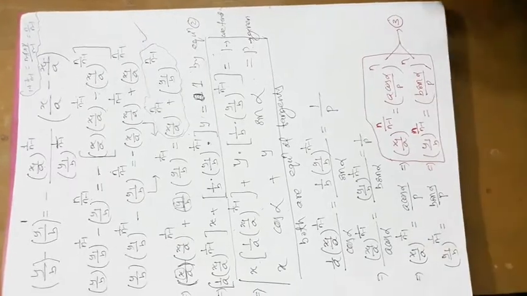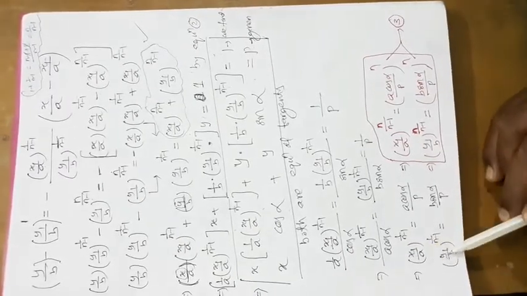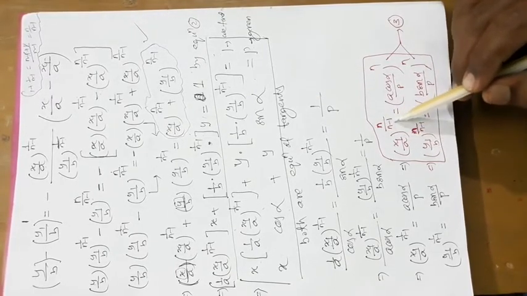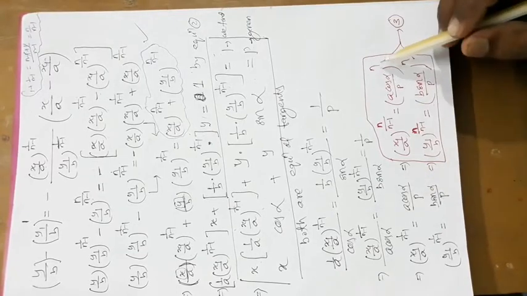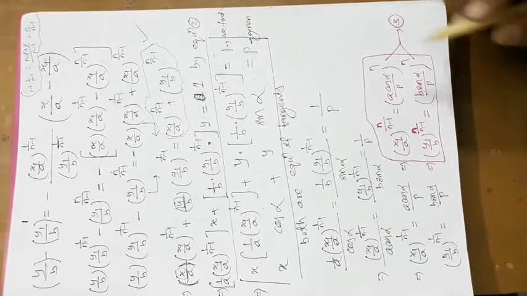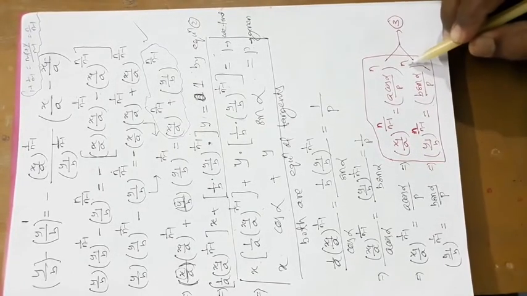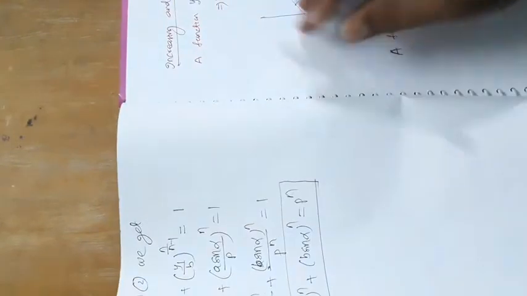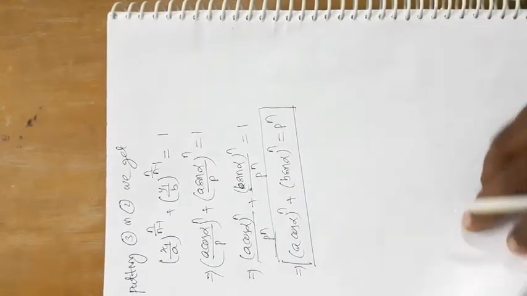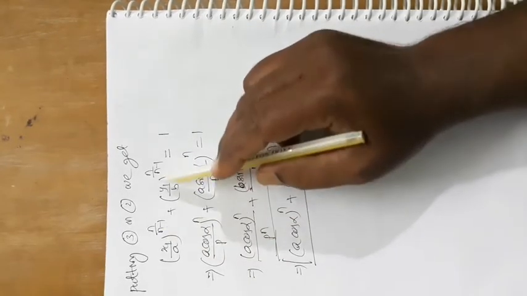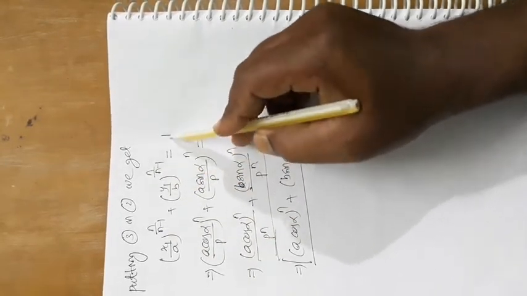Now take power n to both sides. When you take power n, (x1 by a)^(n by n minus 1) is (a cos alpha by p) whole to the power n, and (y1 by b)^(n by n minus 1) is (b sin alpha by p) whole to the power n. It is your equation 3. Now tell me, putting 3 in 2, we get (x1 by a)^(n by n minus 1) plus (y1 by b)^(n by n minus 1) is equal to 1.